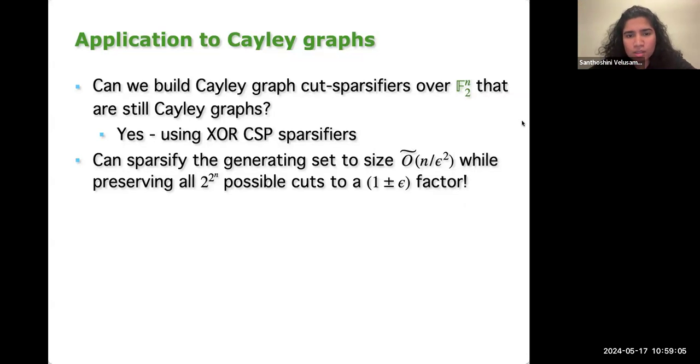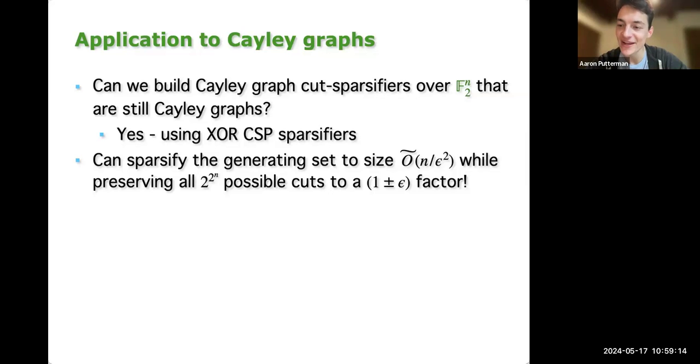Louis, I have a question. Yeah. So this generating set, is it a subset of the original generating set, or is this something else? Yeah, it'll be a subset of the original generating set, just where to compensate for the fact that it's a smaller set, some of the generators will be weighted, have some weights associated with them. Exactly. Okay. Sounds good. Thanks. Yeah.